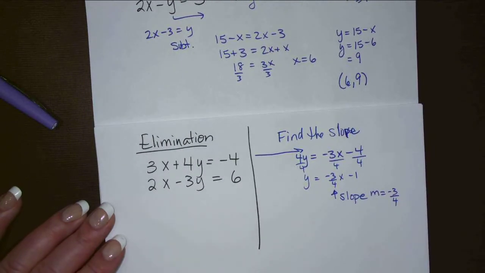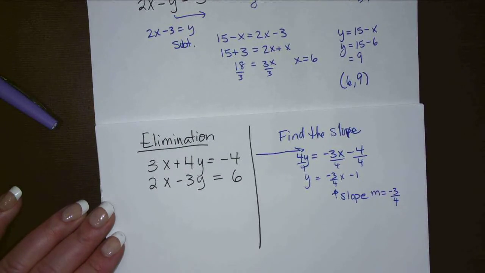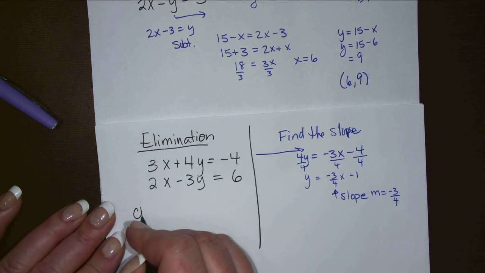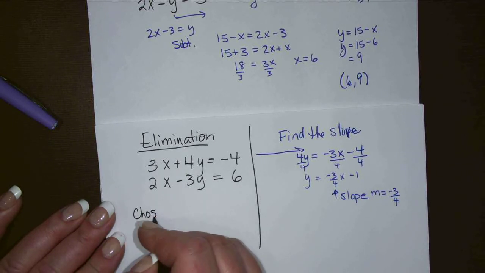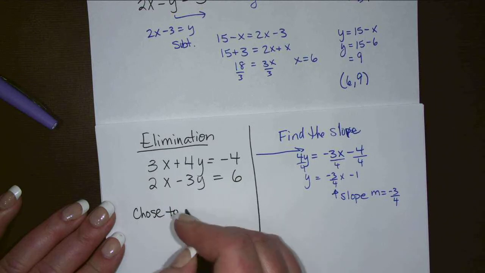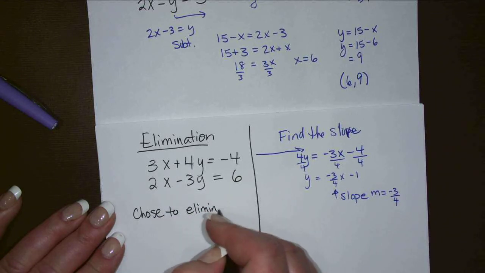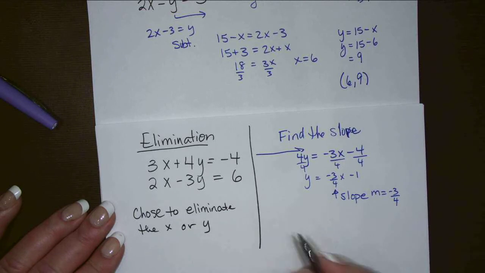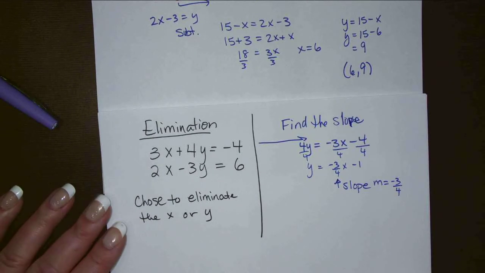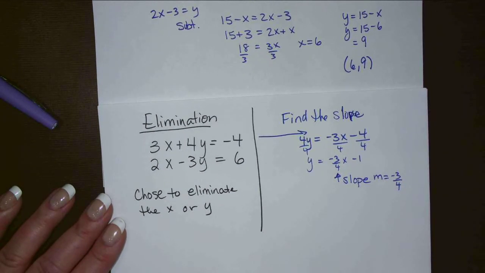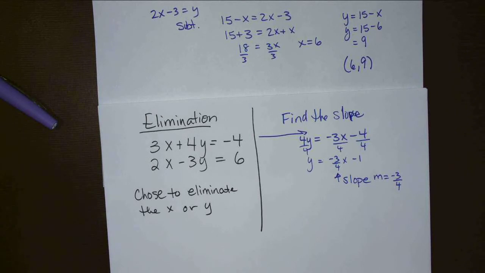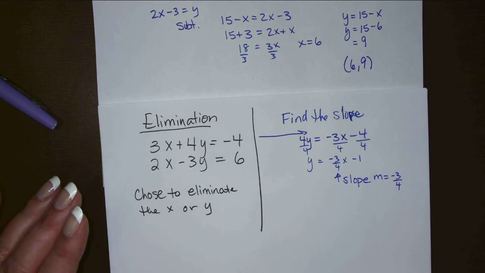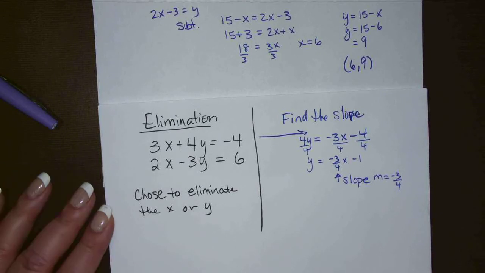Remember how this works? You're going to choose to eliminate, get rid of, either the x or the y. Sometimes one's easier than the other. I purposely made it so that it's not that way. So there's nothing easy about this question.